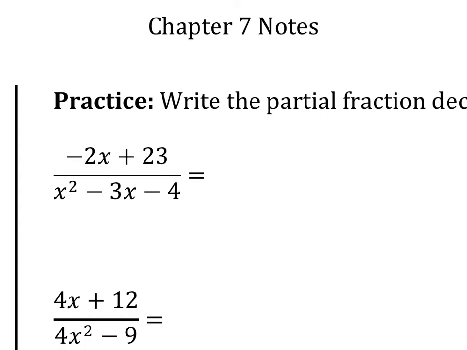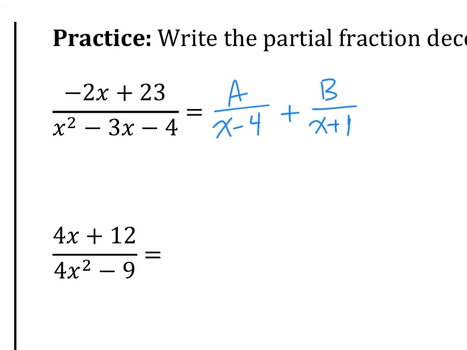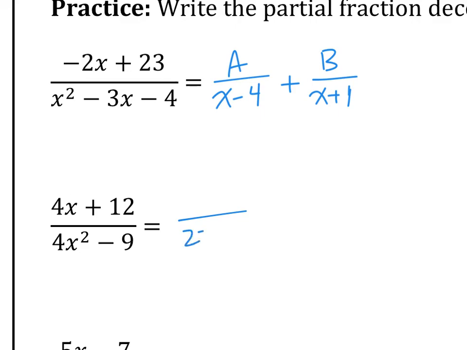Okay, the first one is factorable. We're going to get x minus 4 and x plus 1. So that's just a and b. The second one is also factorable. That's going to be 2x minus 3 and 2x plus 3. So that's also a and b.